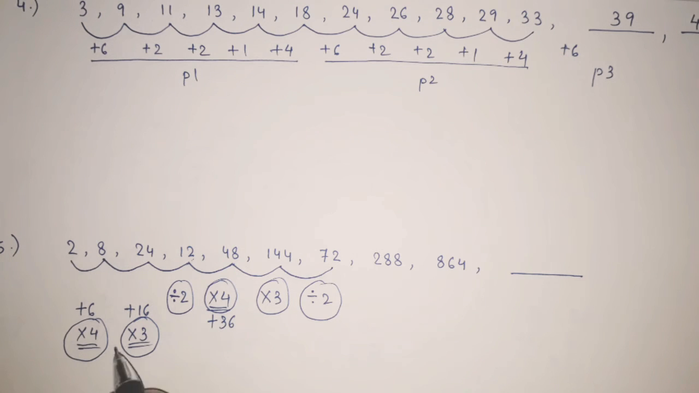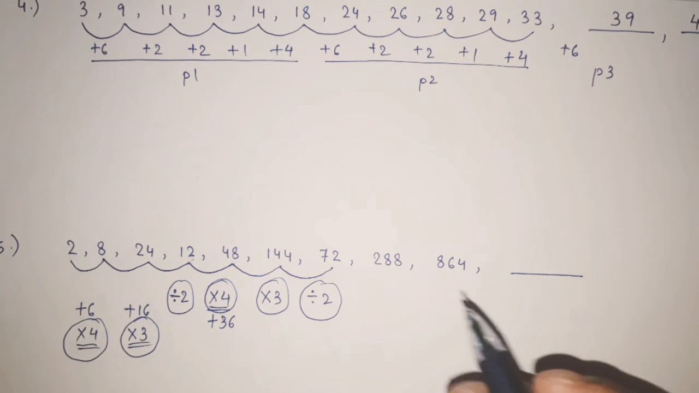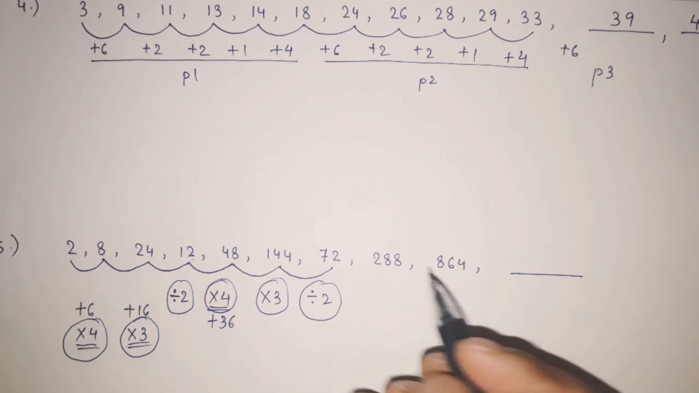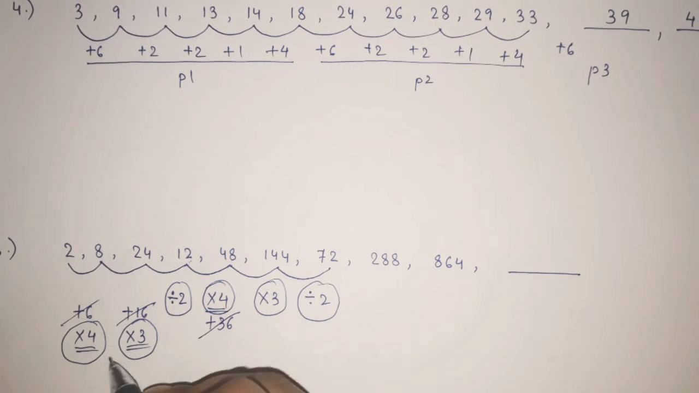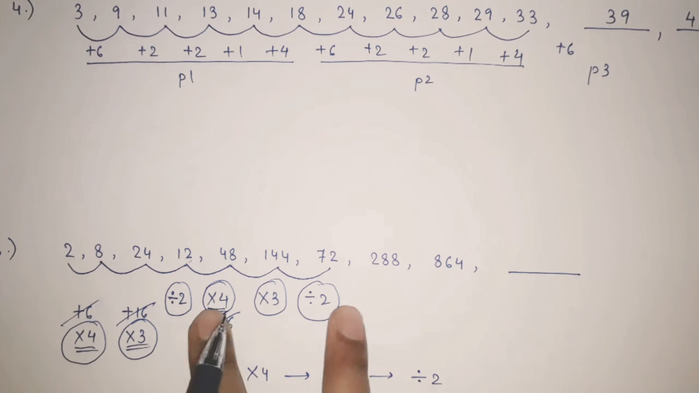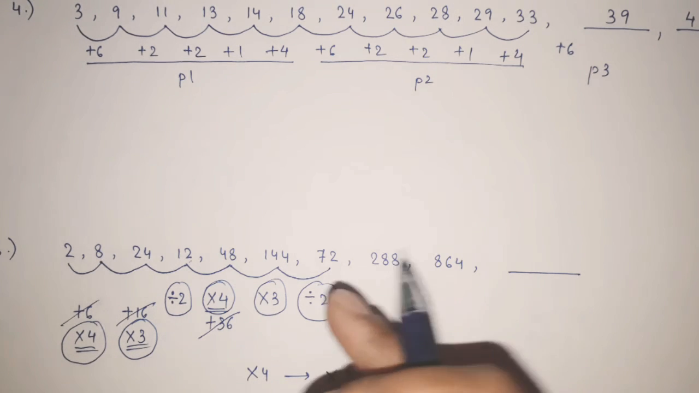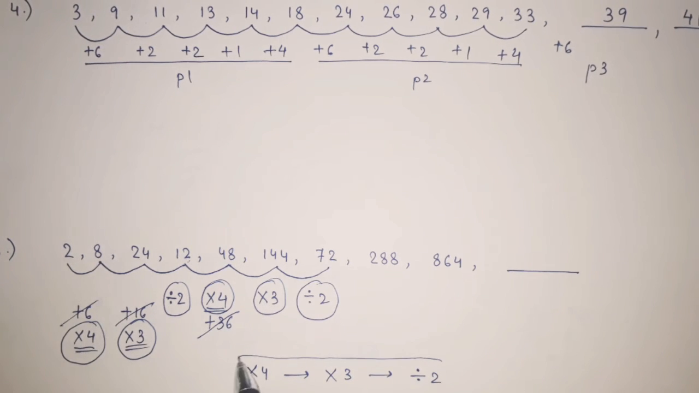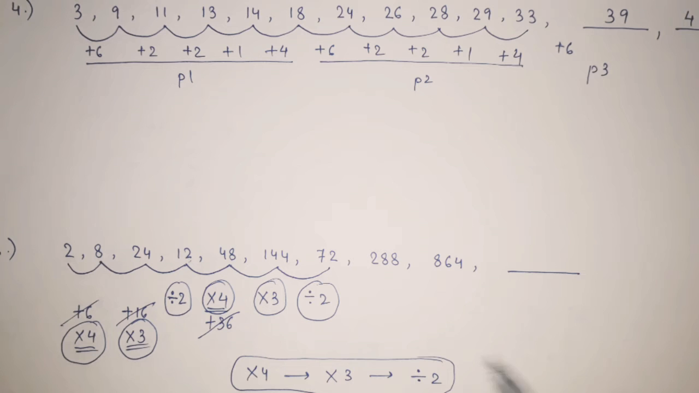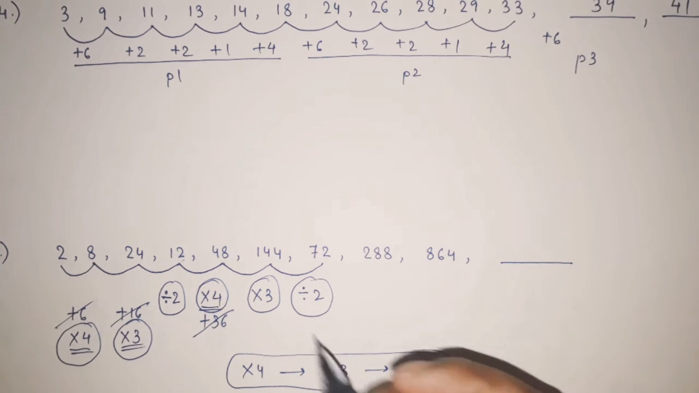So I think yes, this can be our repeated pattern, because plus 6, plus 16, plus 36, we have tried them but they are not working here, right? So again let's see, what pattern have we got? One is multiplied by 4, the next is multiplied by 3, and the next is divided by 2. So we have got this pattern 2 times. Now let's see if it is continuing the same or not. If it is continuing the same, we can say that this is the right pattern. Otherwise, we will have to think about some other pattern, right?